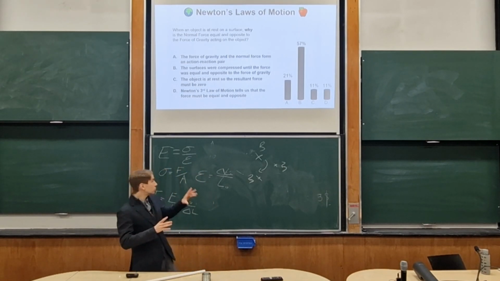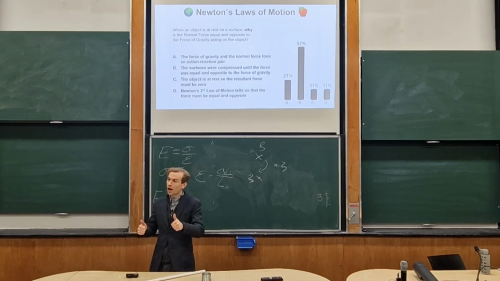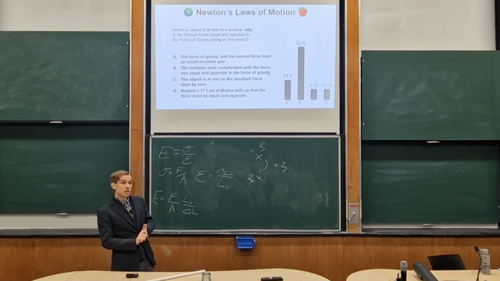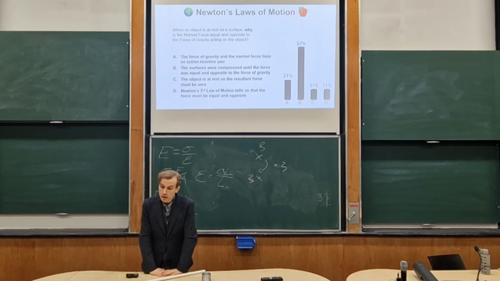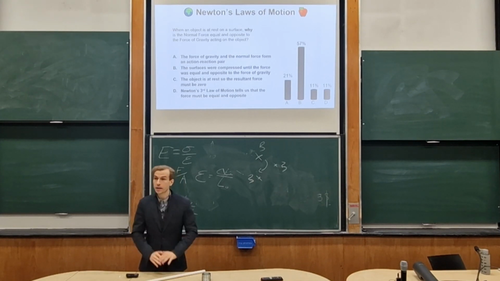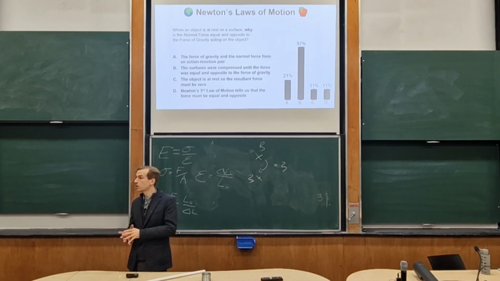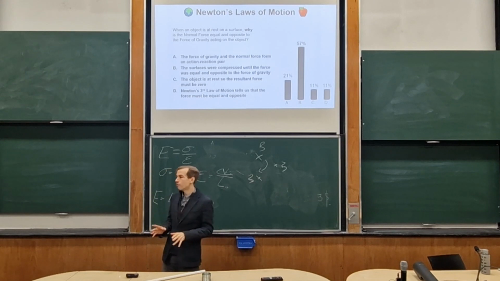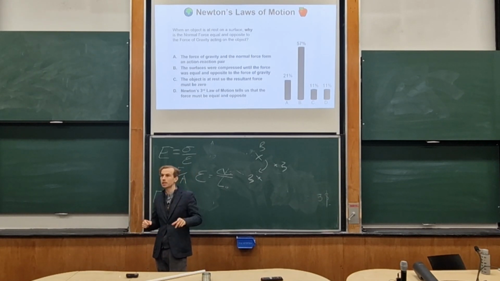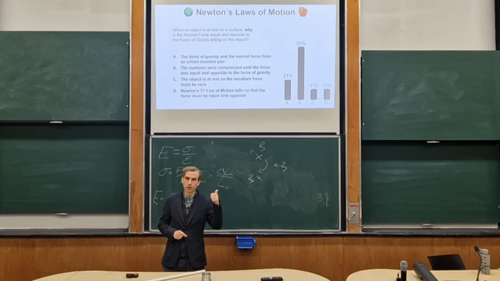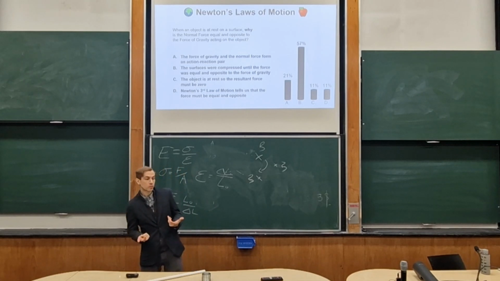So it looks like most people got it, which I'm really pleased about. The reason that these forces are equal and opposite is because when we have a surface, it gets compressed, and that compression keeps on going until it's equal and opposite to the force of gravity. So very well done, everybody who got that question. I'm really pleased to see so many people getting that question right, because this is a very common misconception when we're thinking about Newton's laws of motion.